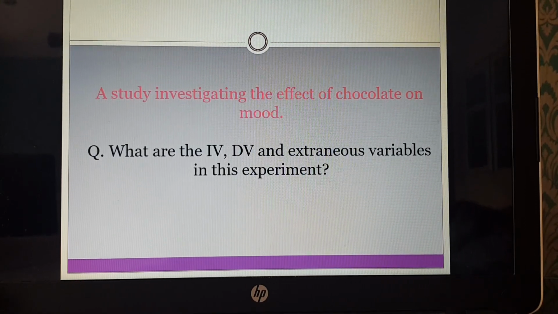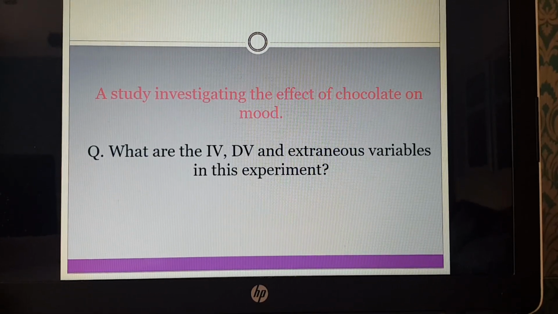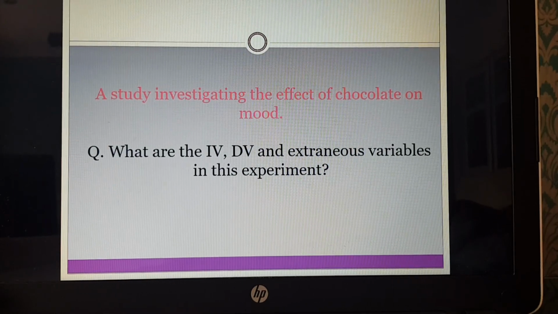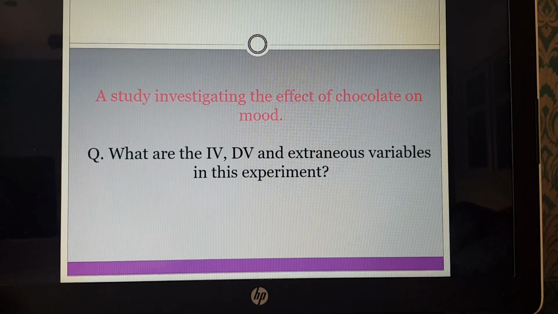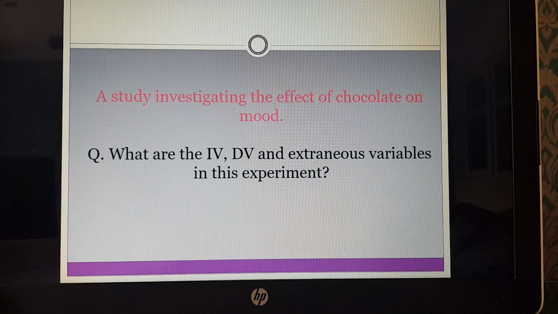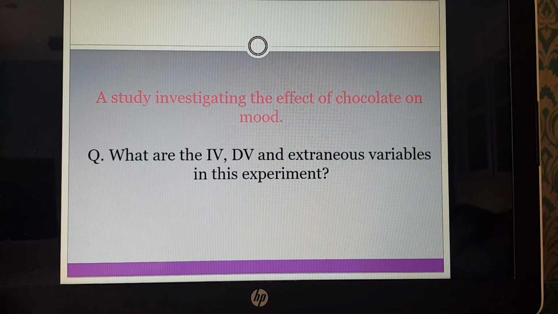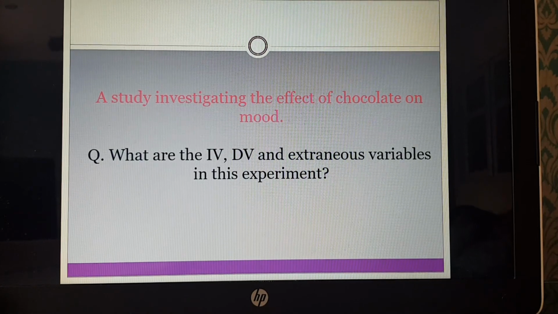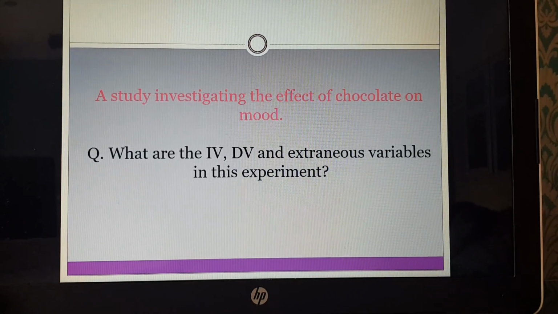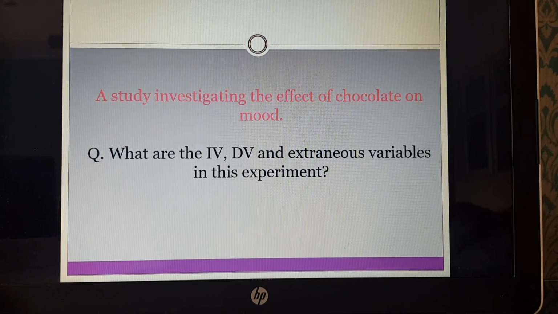Okay, an example here: a study investigating the effect of chocolate on mood. What I want you to do is to pause at this point and write down the independent variable, the dependent variable, and any extraneous variables that you can identify in this example study. Okay, so the independent variable, remember, is what we change. What we're changing is the effect of the chocolate. So we might have a chocolate group and one group that doesn't have any chocolate. So that's the IV. The dependent variable is what we are measuring, so that would be mood.